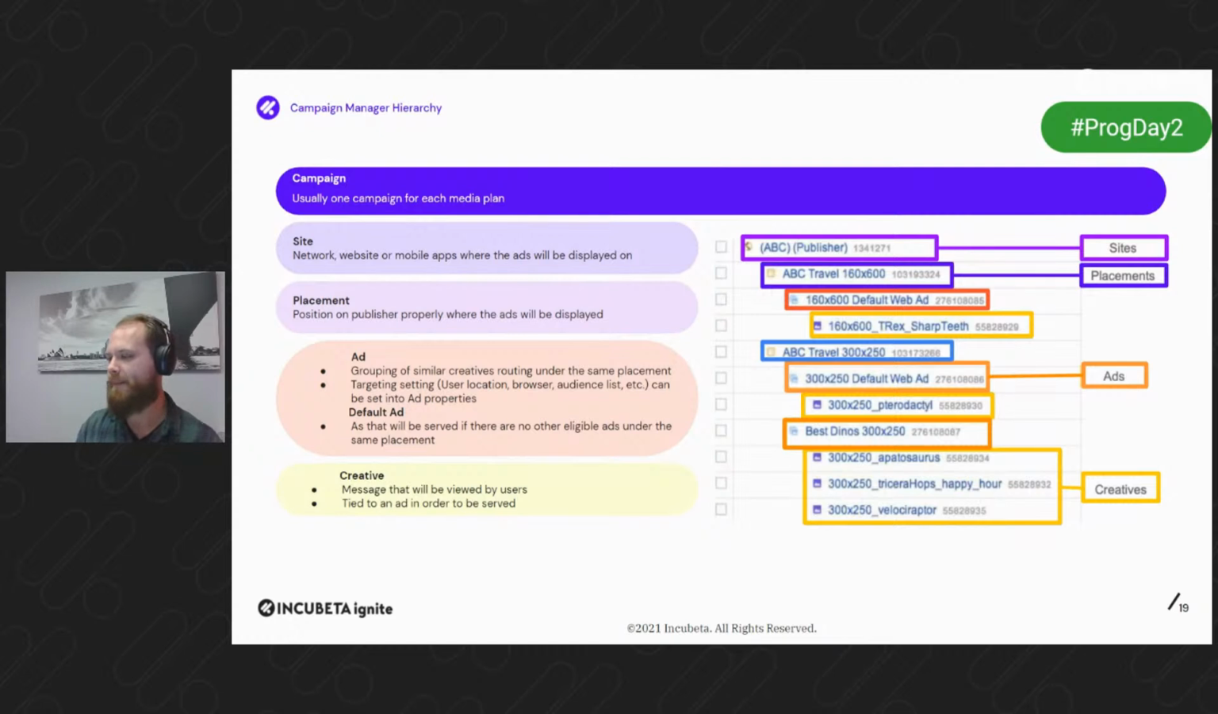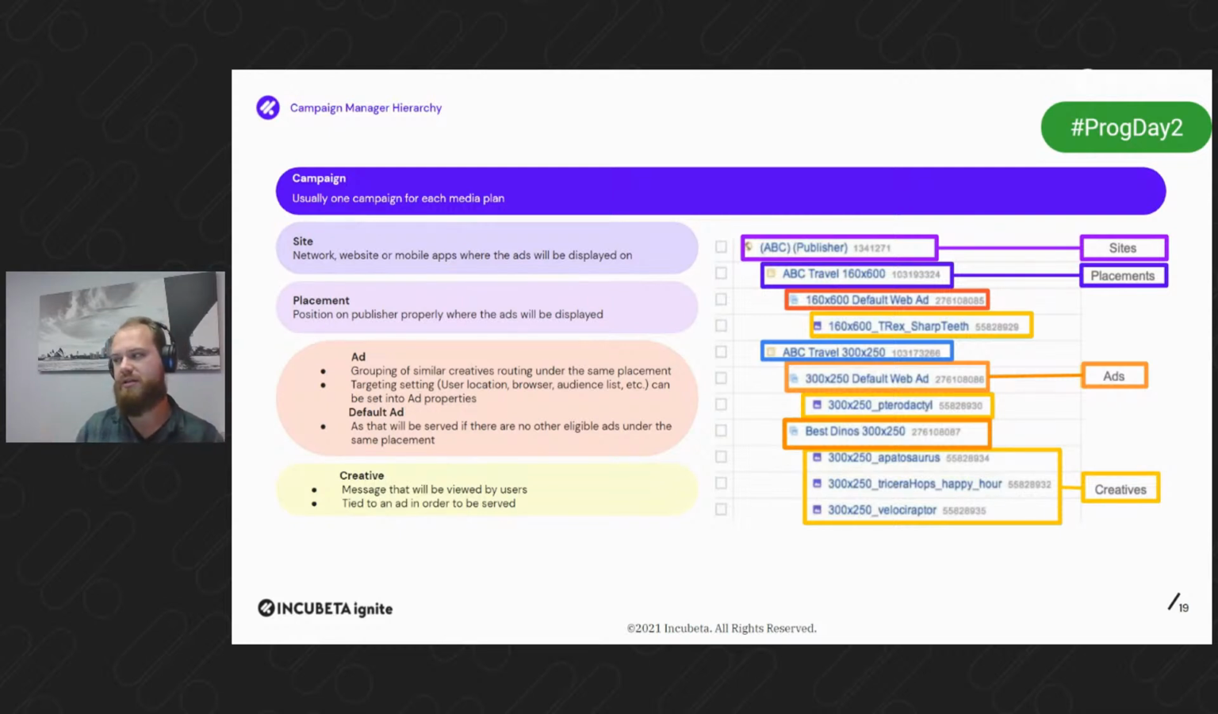So moving down here, the next thing we've got, ABC Travel 160 by 600, that's our placement. As I mentioned, our placement has our size in it, and in this case, it's a 160 by 600. When you set up the placement, you're able to determine what size that placement will be. What follows on from that is the 160 by 600 default web ad. That's a backup in case your primary ad does not serve.